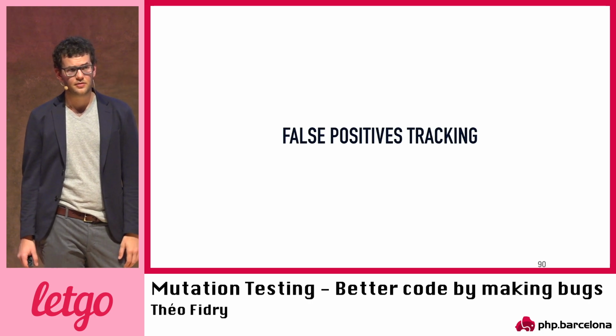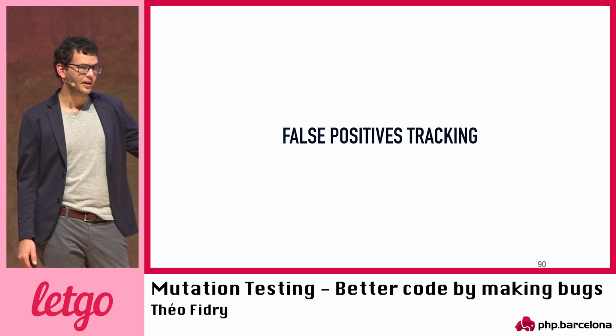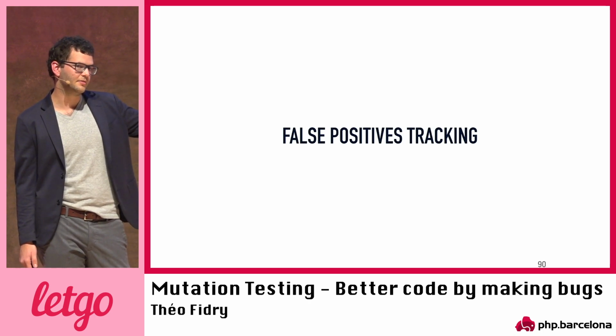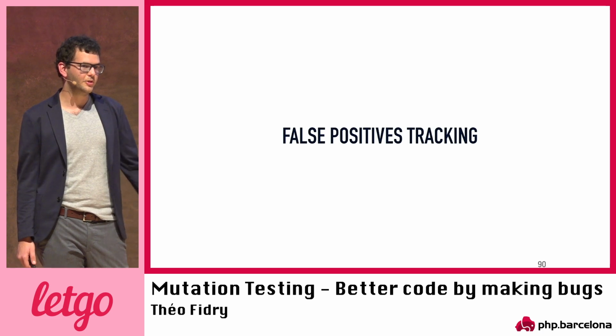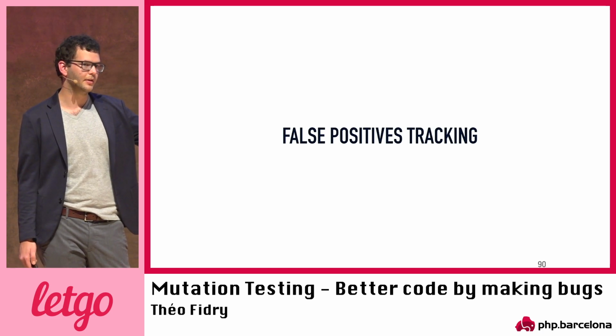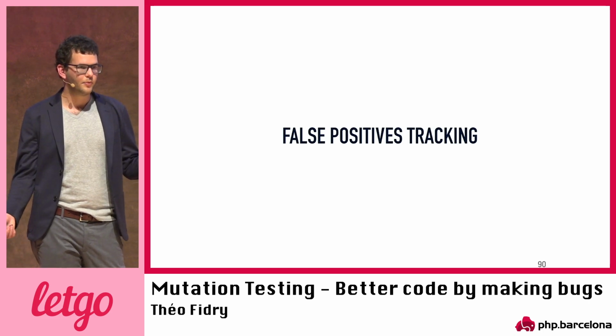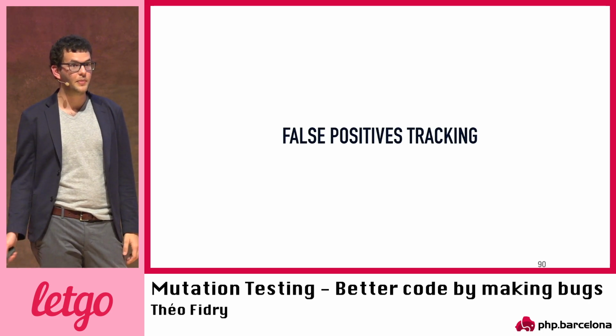For that, Infection will just log everything in the log file, and you have no way to say, oh, this one, I checked it, it's a false positive. So when you run Infection again, it's going to appear again. It might or might not be a real problem. We don't have a lot of feedback on that.